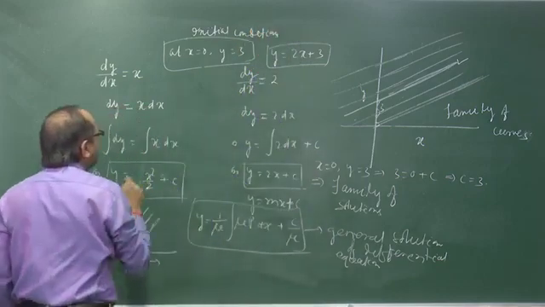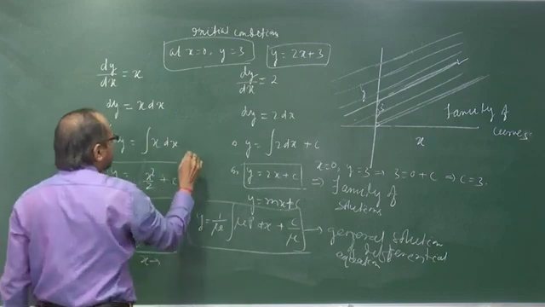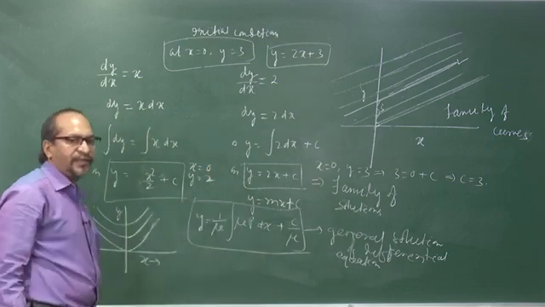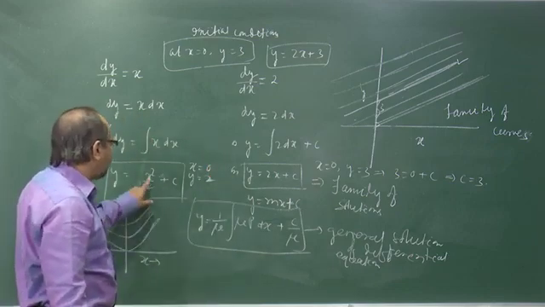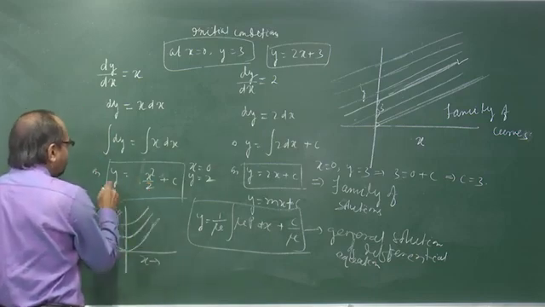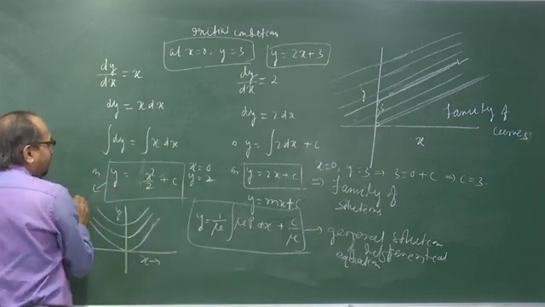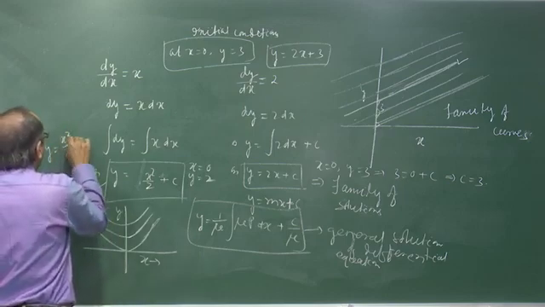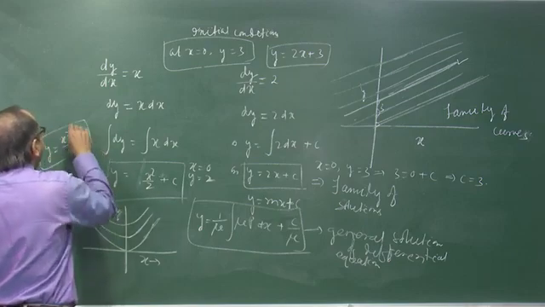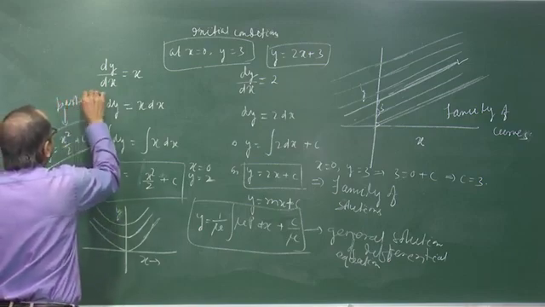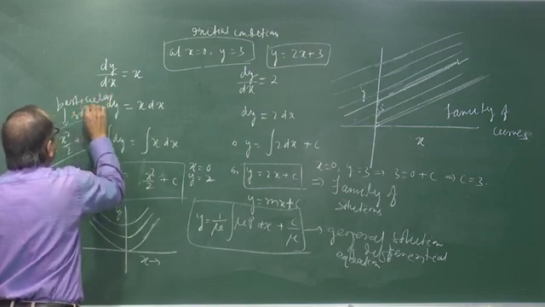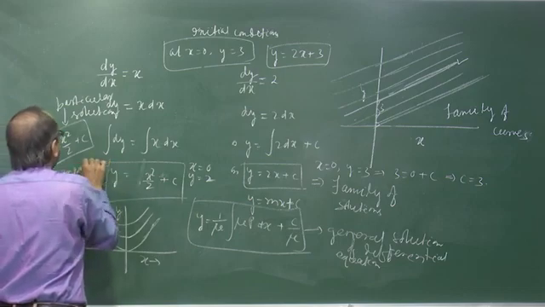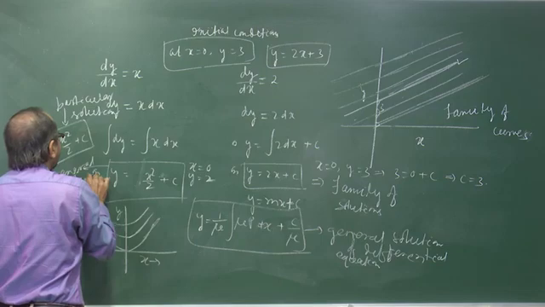Similarly, here suppose I put an initial condition x is equal to 0, y is equal to 2. Then at x is equal to 0, y is equal to 2, this equation gives you 2 is equal to c. So, y is equal to x square by 2 plus c. This is now a very particular solution, while this one is the general solution.